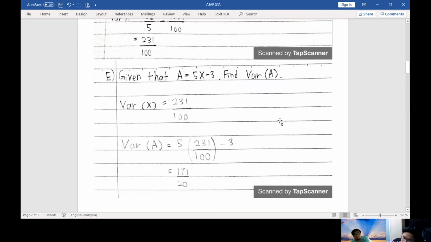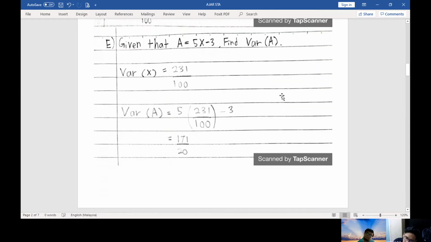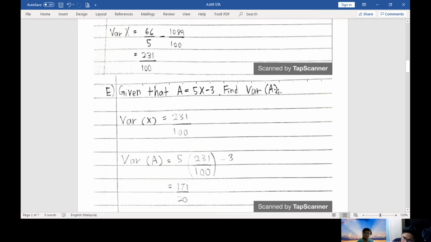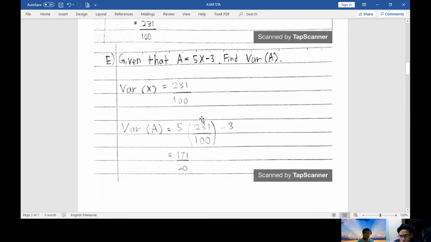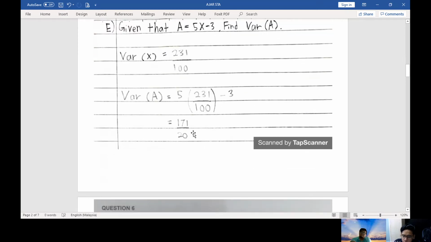Okay, so let's move on to the last question for question 4. Given that a equal to 5x minus 3, find variance a. So for this question, we already have variance x, which is 231/100. So to find variance a, we just need to put this value into the x. So here we will get 5 multiplied by 231/100 minus 3. And here is our last answer.